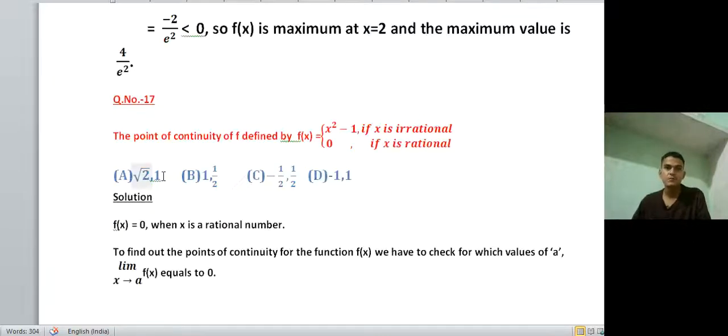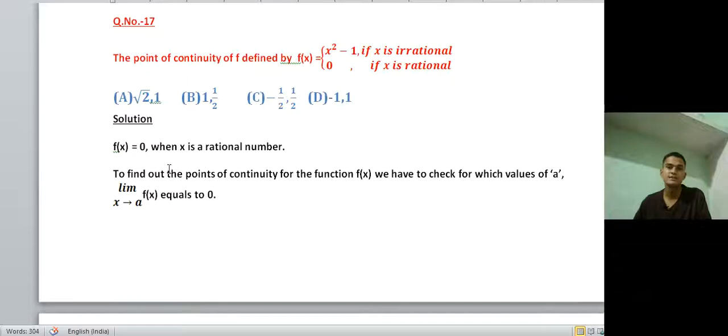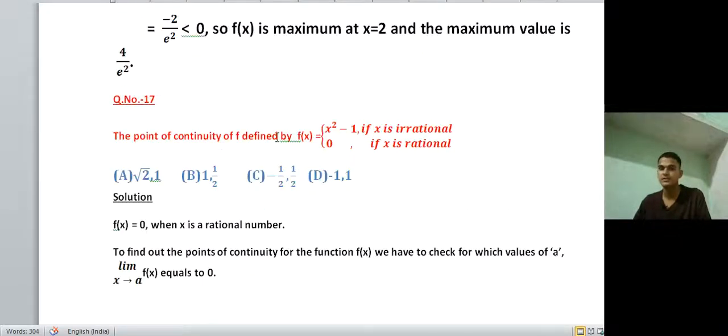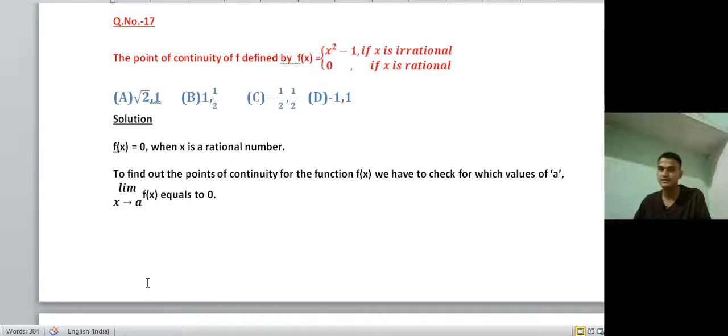It is given the points of continuity of f, defined by f of x is equal to x square minus 1 if x is irrational, and 0 if x is rational. Okay, so we will solve it. According to the question, f of x, the function of x, is equal to 0 when x is rational. So we can say this is the functional value of this function.